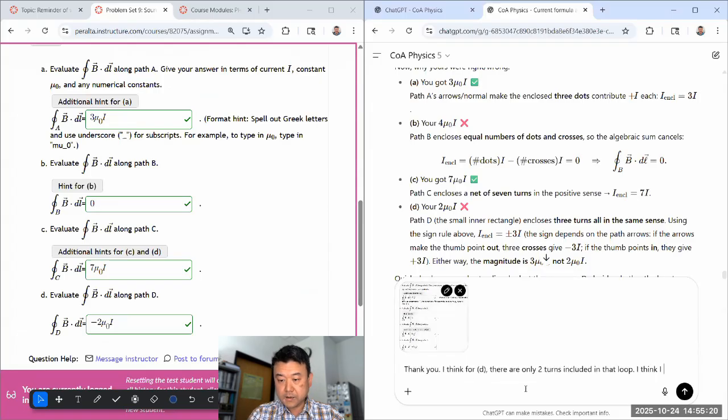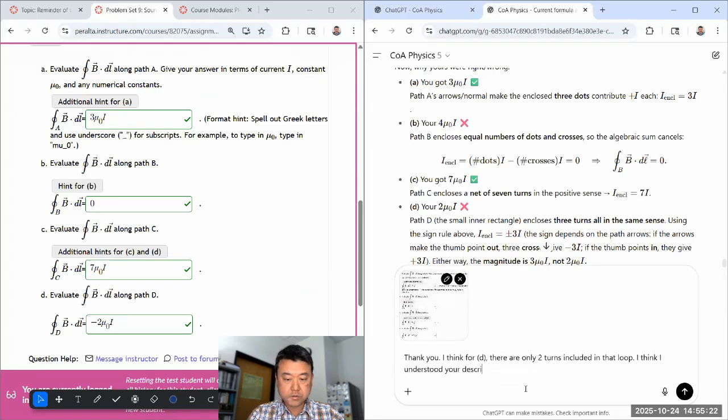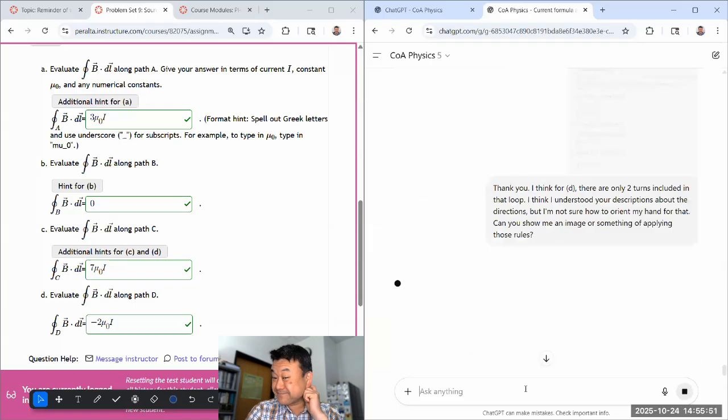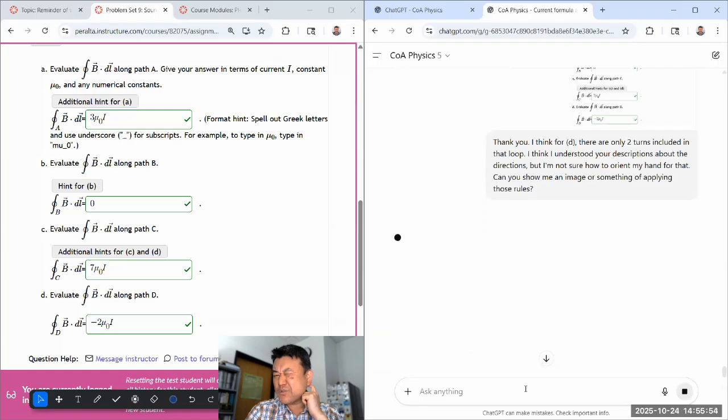I think I understood your descriptions about the directions, but I'm not sure how to orient my hand for that. I mean, sometimes my hands are in a weird direction. Maybe it doesn't feel natural to you, so you can't quite get your hand in the right direction. For that, can you show me an image or something of applying those rules? Just testing it. I don't think it's gonna give you a correct image.